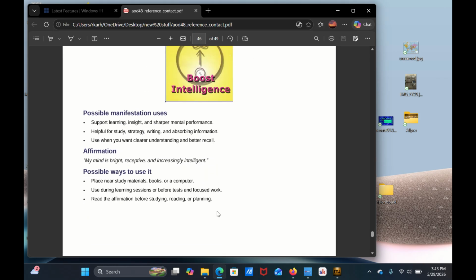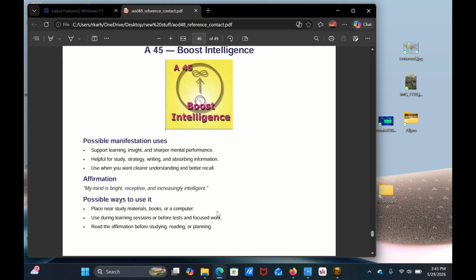Boost intelligence. Support learning, insight, and sharper mental performance. Helpful for study, strategy, writing, and absorbing information. Used when you want clearer understanding and better recall. My mind is bright, receptive, and increasingly intelligent.